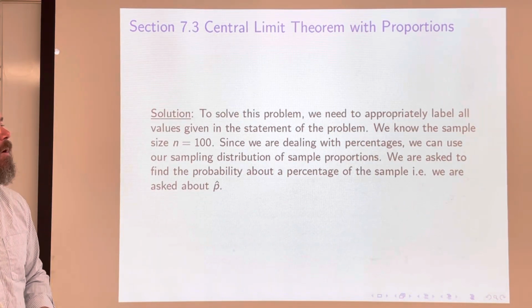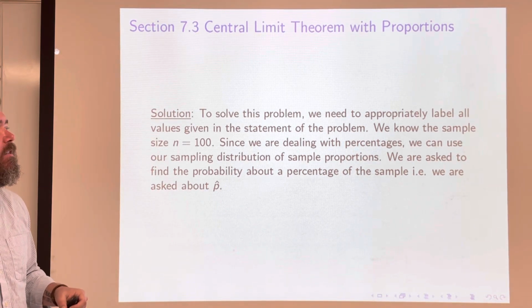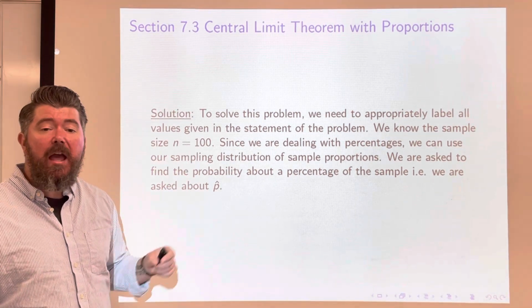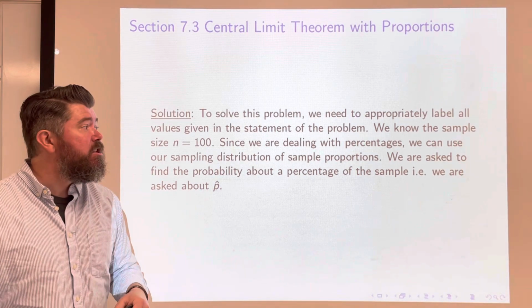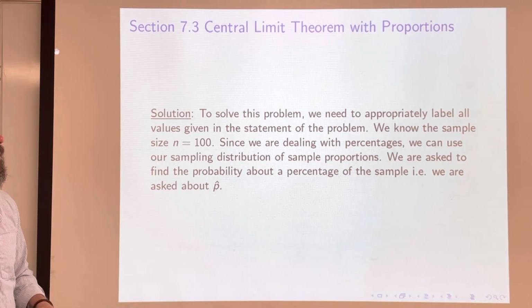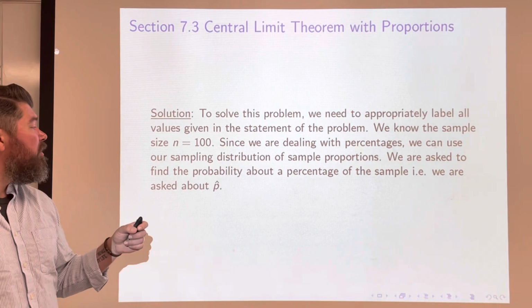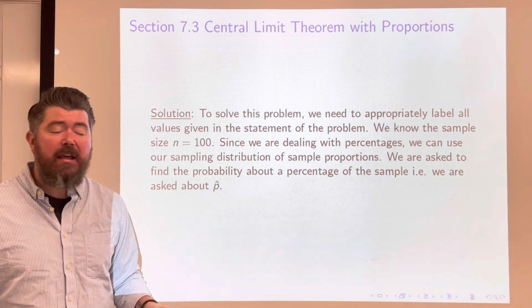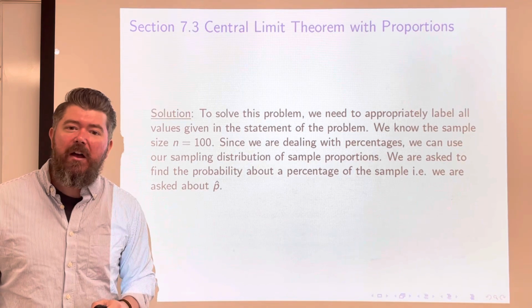To solve this problem, we need to appropriately label all values given in the statement of the problem. We know the sample size is n equals 100. Since we are dealing with percentages, we can use our sampling distribution of sample proportions. We are asked to find the probability about a percentage of the sample, so we are asked about a p-hat value.